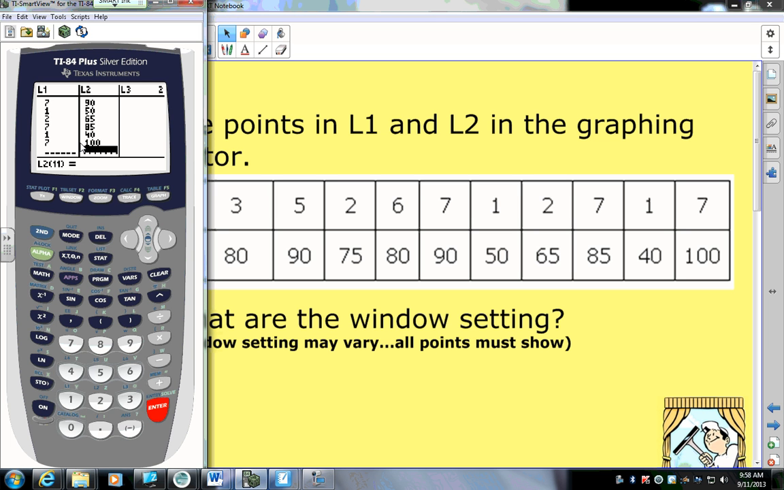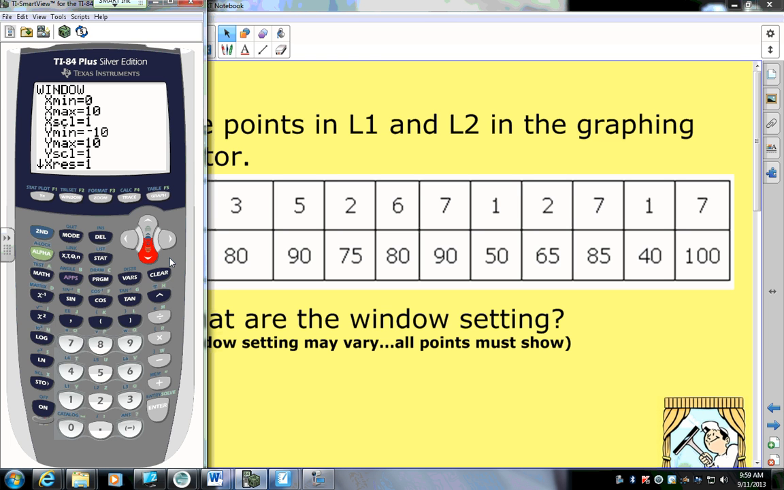Before you can go on from here, we need to change the window settings. So you're going to go to Window. Now where it says X minimum, you're going to find the smallest X number. So I'm looking up here in L1. The lowest one is 1. I need a number that is smaller than 1. 0. Let's put 0 in there.